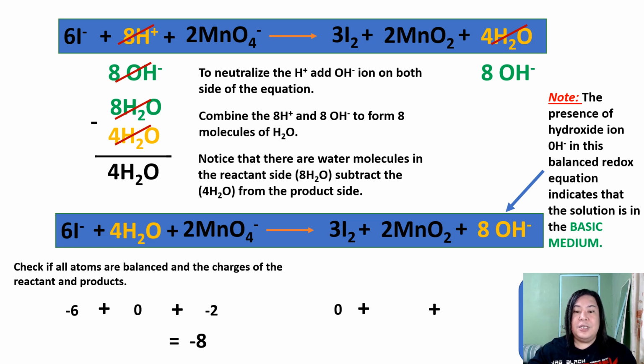And then for the product side, so yung molecular iodine, that is a neutral compound. So 3 times 0, that is 0. Manganese dioxide is also a neutral compound, that is 0. And then pagdating dun sa dulo, yung 8 hydroxide ion ninyo, the charge of hydroxide ion is negative 1. So 8 times negative 1, you will have negative 8. So if you combine that, the overall charge of the product is negative 8. So therefore, your redox equation is already balanced in terms of its mass and the charge.